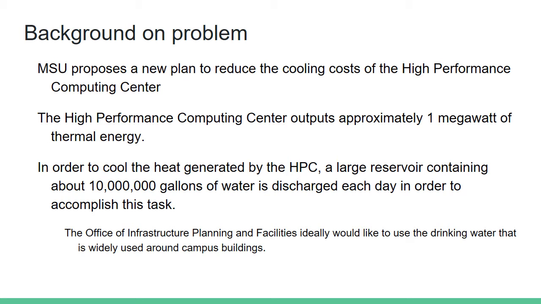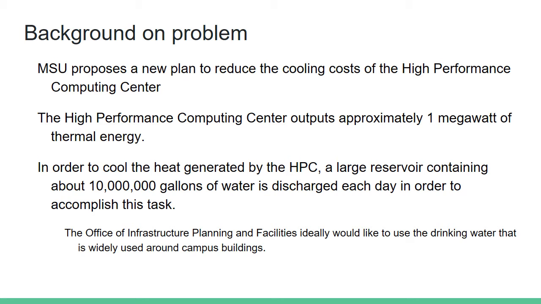The High Performance Computing Center outputs approximately 1 megawatt of thermal energy. And in order to cool the heat generated by the High Performance Computing Center, a large reservoir located near the engineering building contains about 10 million gallons of water and is discharged each day in order to accomplish this task.